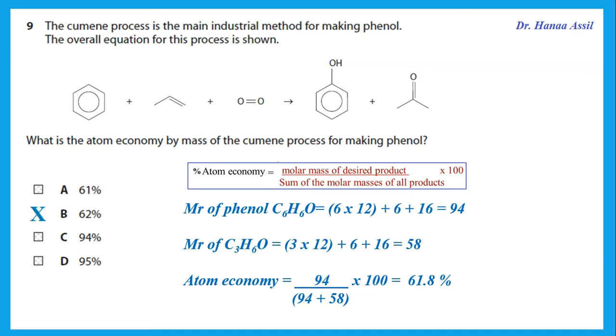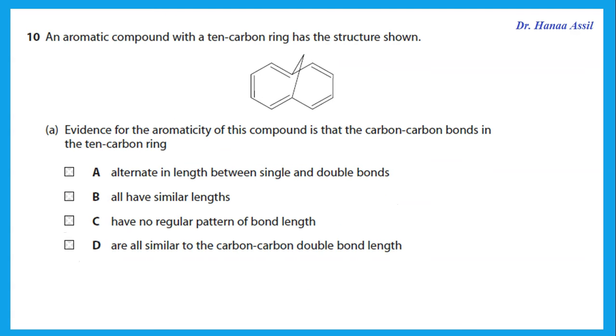That gives the atom economy. I want to remind you that if we had any coefficients in front of these products, we would include the coefficients. So if the reaction says it gives 2 of phenol, I would multiply the Mr of phenol by 2 and so on. Okay, so that is the percent atom economy.